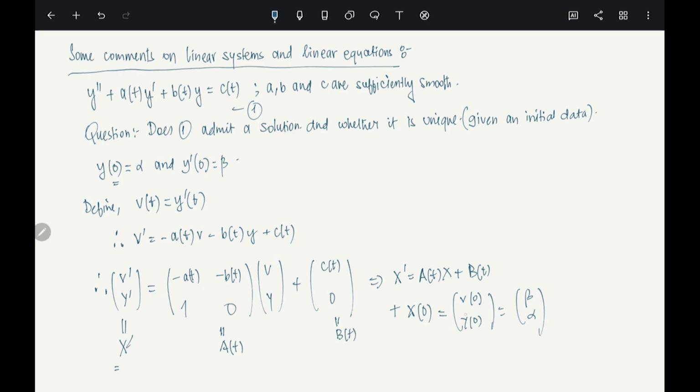So this is x. So v at the point 0, y at the point, fine. So you see, this is a vector in R2. So it's a 2x2 system, right? As I have always explained.